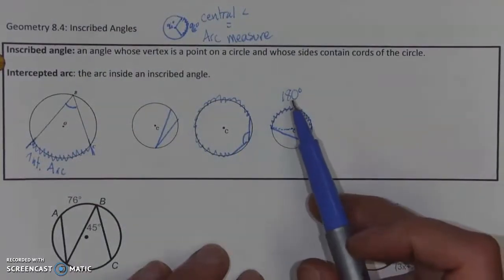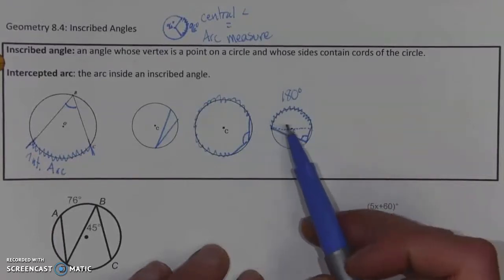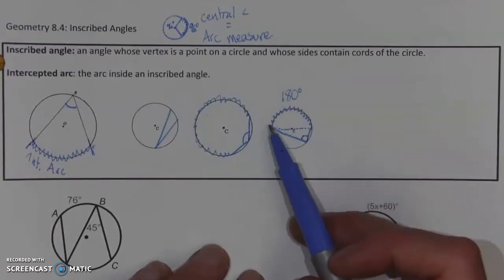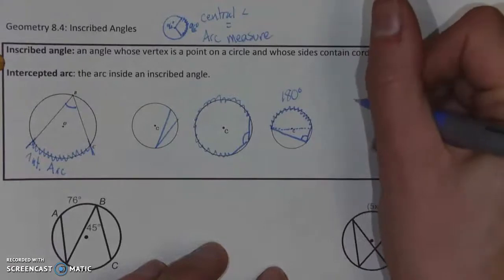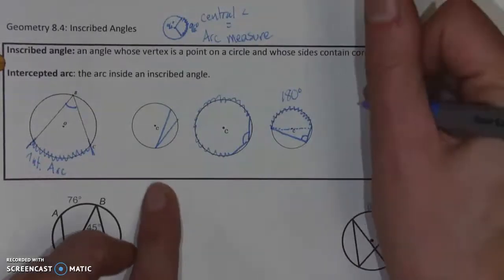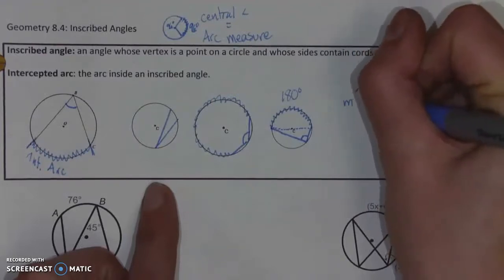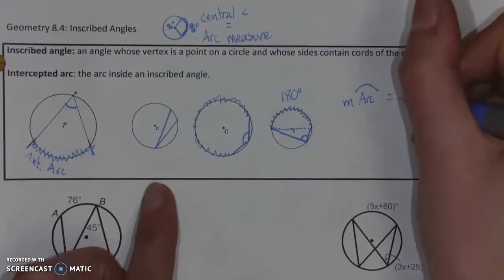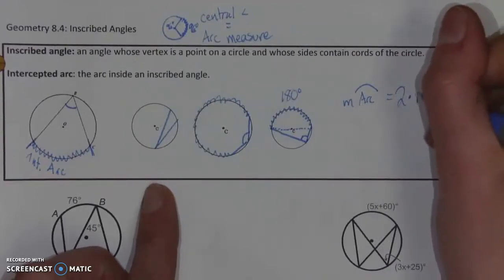So that means that it kind of looks like what's happening is whatever angle I have here is going to be doubled to get to the measure of this arc. And that is exactly what's happening. We end up with this formula. The intercepted arc, so I'm just going to write measure of the arc, will be equal to 2 times that intercepted angle.